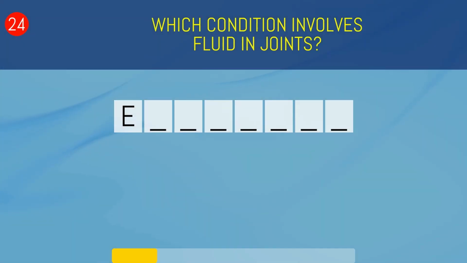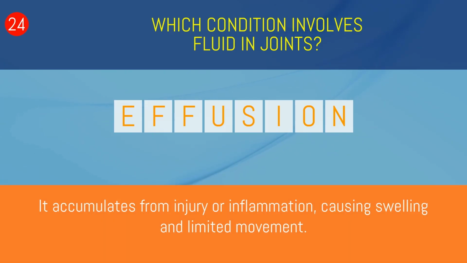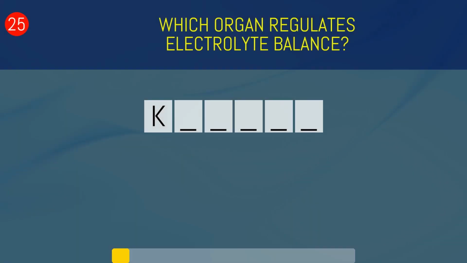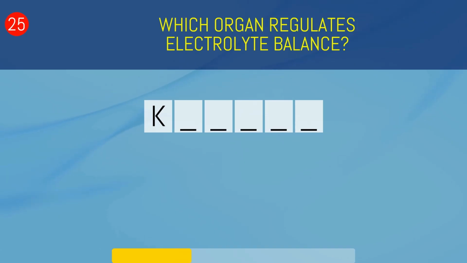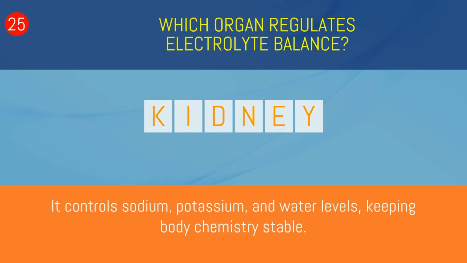Which condition involves fluid in joints? Effusion. It accumulates from injury or inflammation, causing swelling and limited movement. Which organ regulates electrolyte balance? Kidney. It controls sodium, potassium, and water levels, keeping body chemistry stable.